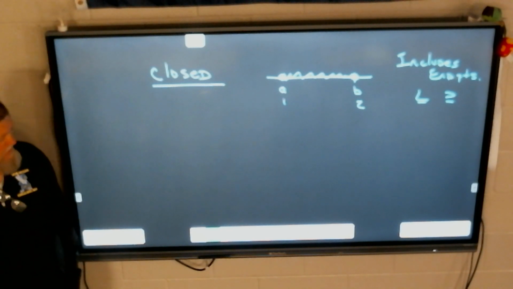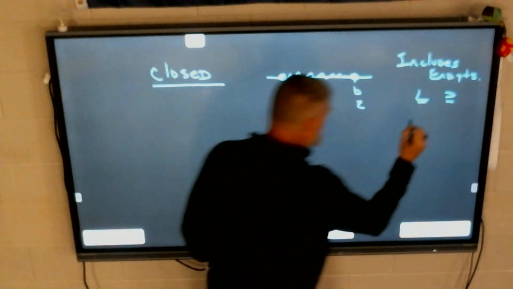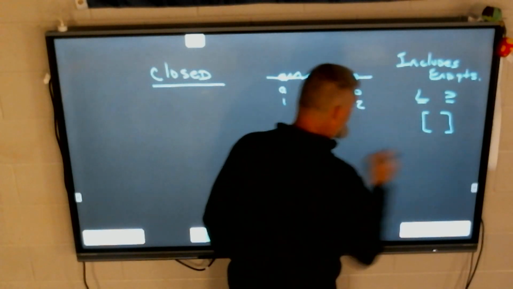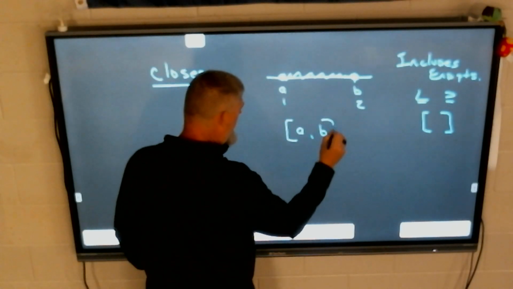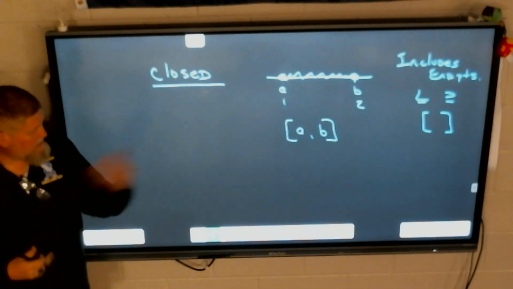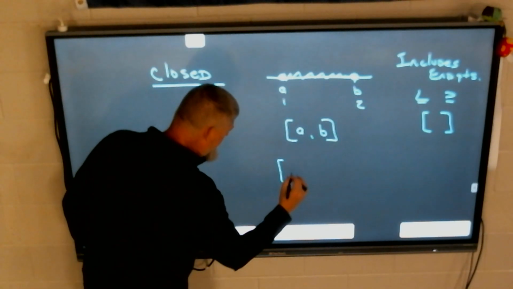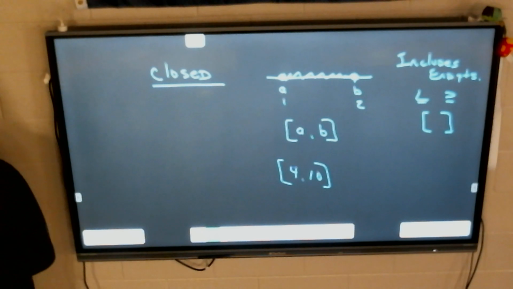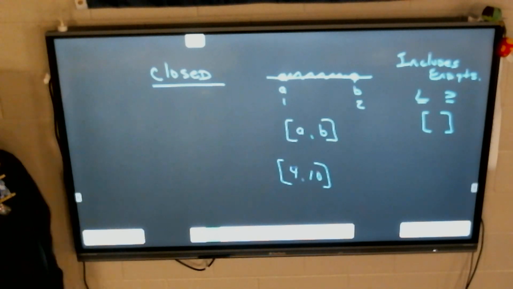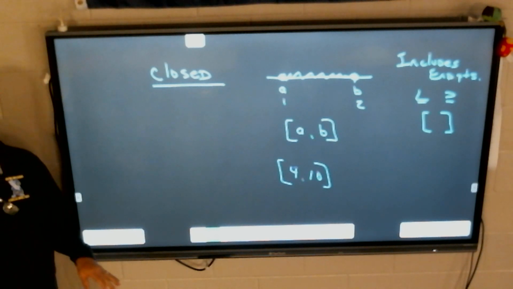What symbol am I going to use for these? Brackets. Just like that. So I would say A, comma, B, and now the endpoints, 1, 2, whatever. Or if I give you an example of, let's say 4, 10, now 4 and 10 are part of the solution set. All right, we got open and closed. Good with that?